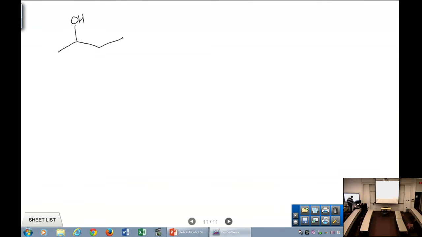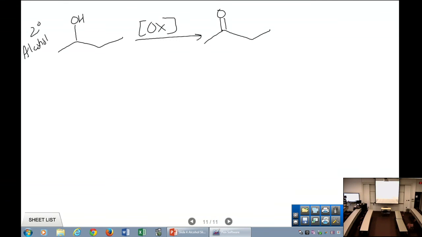So if we look at a secondary alcohol, treat a secondary alcohol with an oxidant, you can only make a ketone. So it's alcohol to ketone, since there's only 1 hydrogen on that carbon.